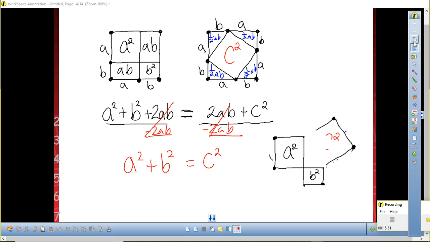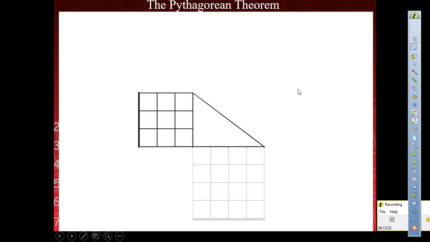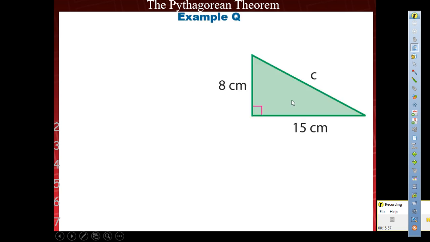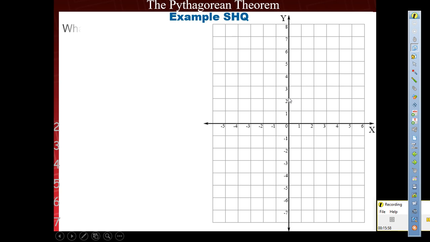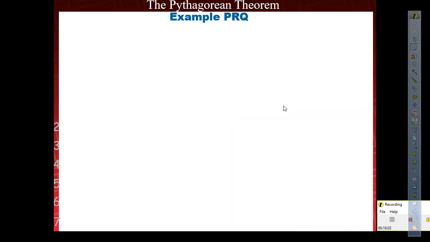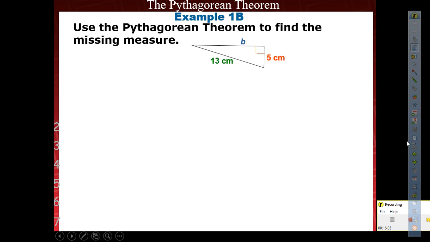So let's move on. Turn your paper over to the front. Let's do example 1B. Copy this, please. We already did some of these. We did this last night for home play. And copy this one, example 1B. Let me zoom in.